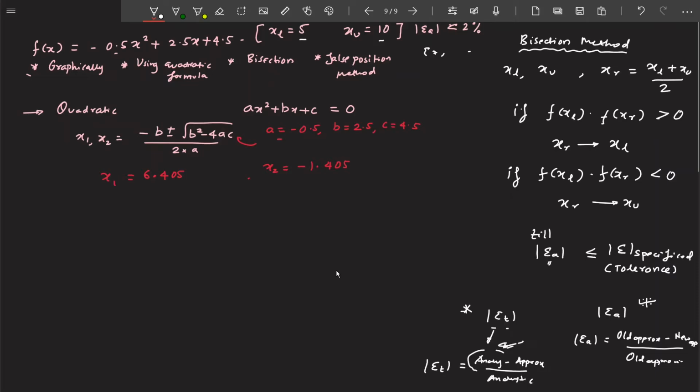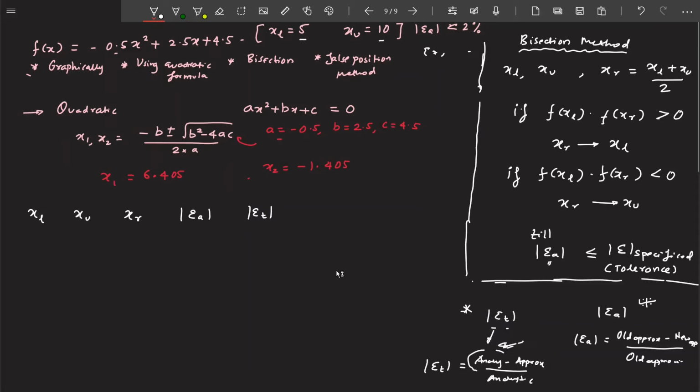Anyways, looking at this algorithm, we need the values of xl, xu, xr, and we don't need the values of fxl and fxr. We just need the sign, whether it is positive or negative, to decide. So let's make a table. This is my method of making a table. Even if you don't like to make a table, you can solve it without one as well. XR, then this is my percentage approximate error, percentage true error, and then this is going to be fxl times fxr. This is what I feel should be my table based on my algorithm.